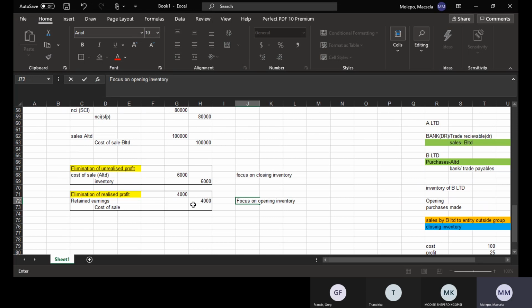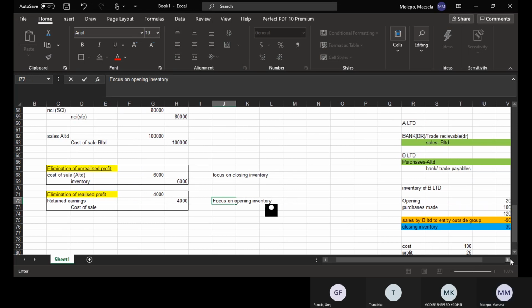Because this inventory, the 20,000, is now sold. That's why we say it's a realized profit. From the general point of view, this is the elimination of unrealized intra-group profit included in the opening inventory. From last year's point of view, it was an unrealized profit because it was not yet sold.